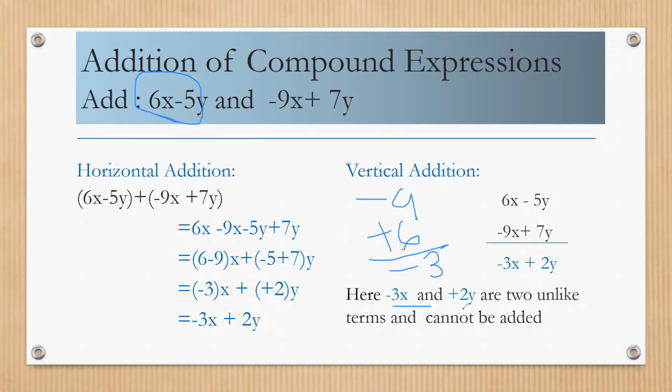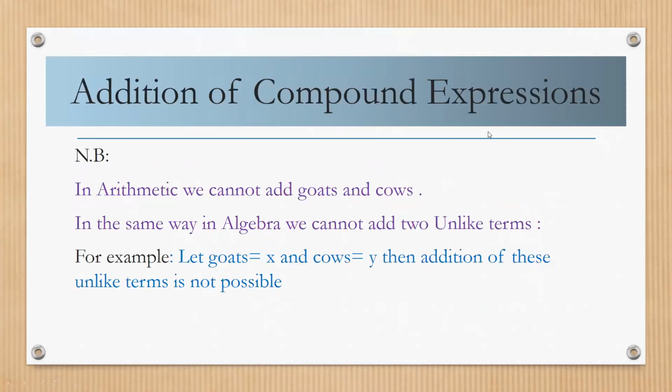Here both the terms are unlike. Unlike means having different variables, we cannot add and subtract them. Okay? We cannot add x into y, we cannot add y into z, right? Just like in arithmetic, we cannot add goats and cows. If I say that I am having 3 goats and 2 cows, what will be your answer?